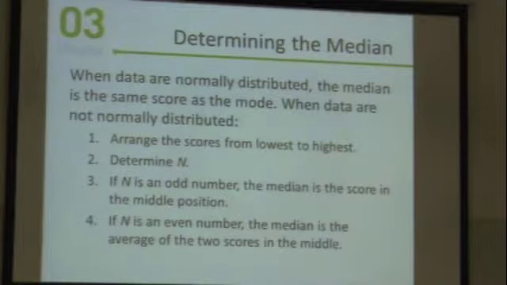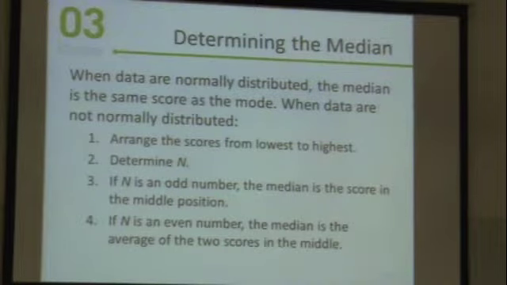However many you have. If n is an odd number, the median will be the score in the middle position, right? It's always nice when they're odd. You know right there. And if the n is an even number, you arrange the scores and average the two scores in the middle. So you would just add them and divide by 2.